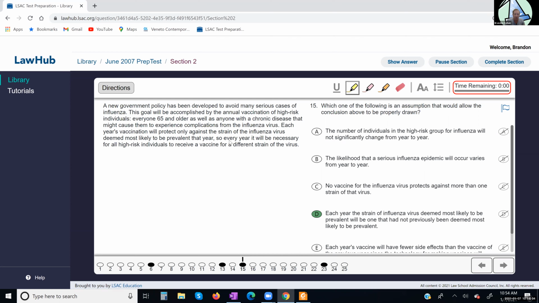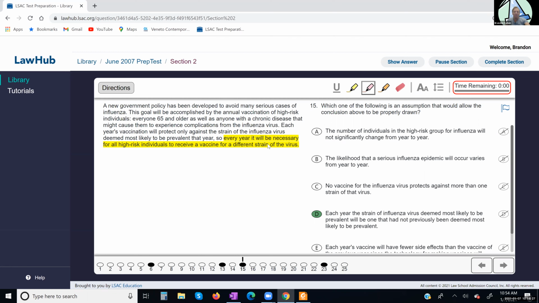So when we go to the conclusion, every year it will be necessary for all high-risk individuals to receive a vaccine for a different strain of a virus. Now, I'm going to show you the technical way to break this down in terms of subject matter and characteristic, but remember what I've said a bunch. It doesn't matter if you're not perfect at this. Just do your best and you'll get better over time naturally. And even when you're not perfect, you can still start to highlight these jump issues.